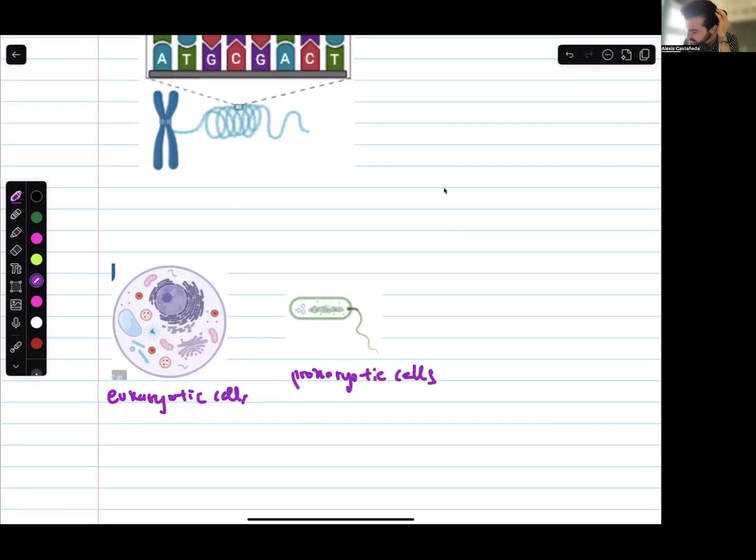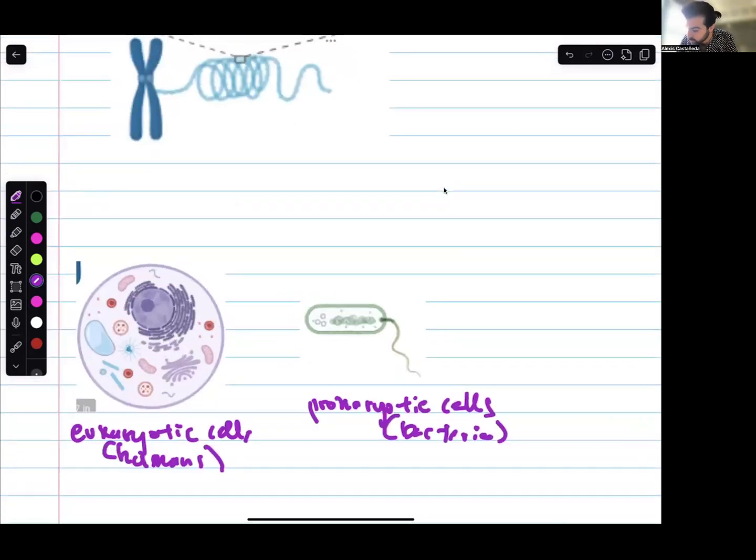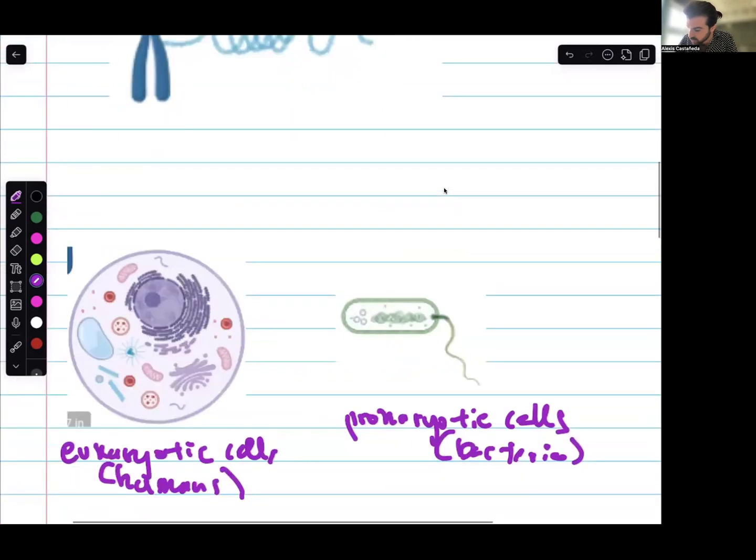So eukaryotic cells, these are the ones that we have. So we humans have eukaryotic cells, so do plants, so do animals. Prokaryotic cells, these are bacteria. Bacteria are prokaryotic cells. So what are the main differences between them? Eukaryotic cells are called eukaryotes because they have a nucleus. You'll notice here that prokaryotic cells do not. So this one does have a nucleus, and this one has no nucleus. Very sad. Okay.